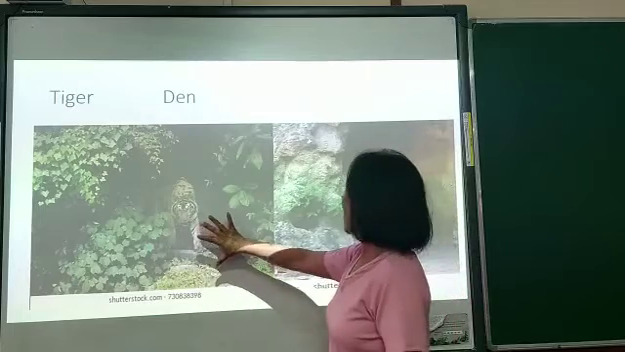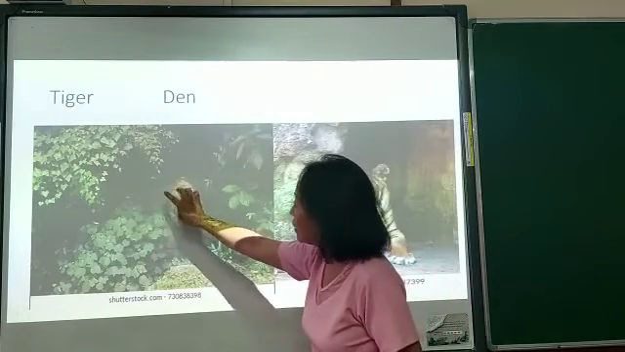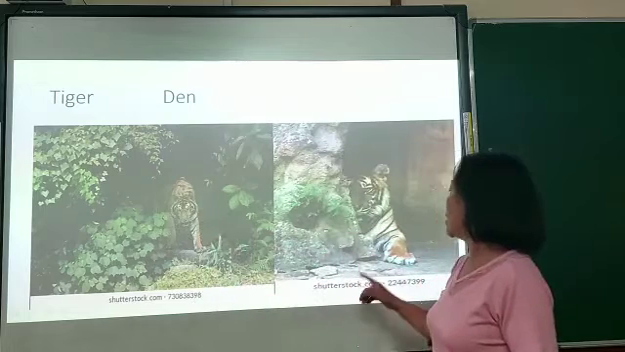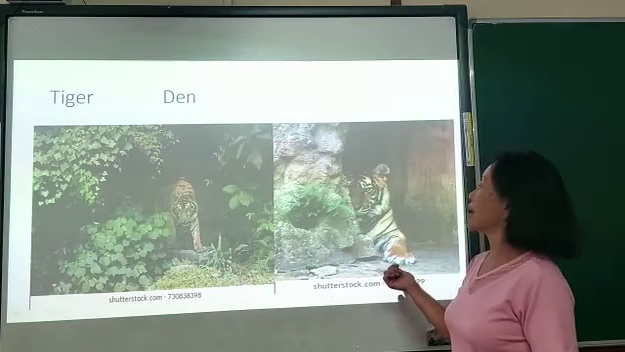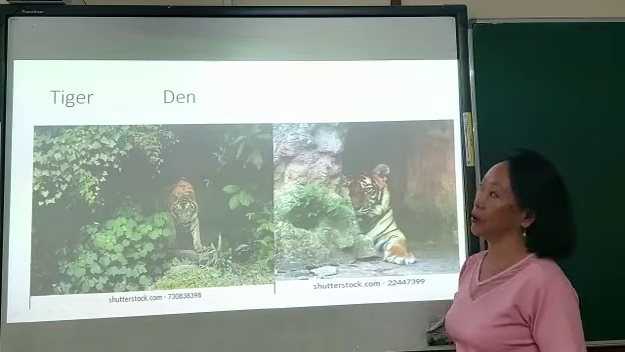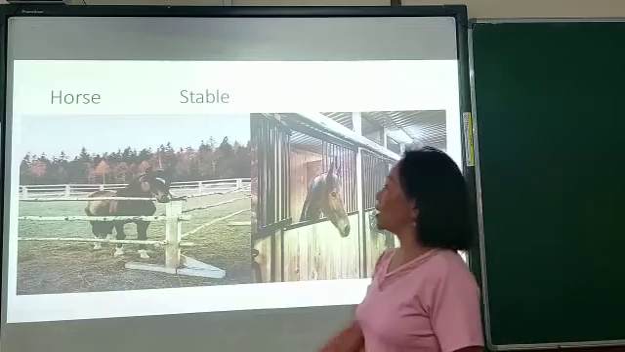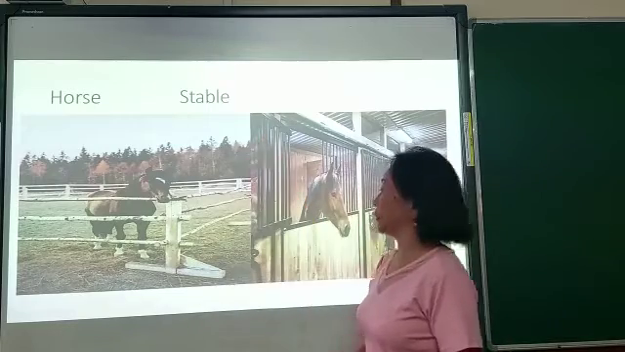Next one, tiger, again den. So this is a tiger in the wild, in the jungle. You can see the jungle all around. There's a cave, so the tiger has its den there. Over here, this tiger is in a zoo, so they have built a kind of cave for it. So tiger, den.